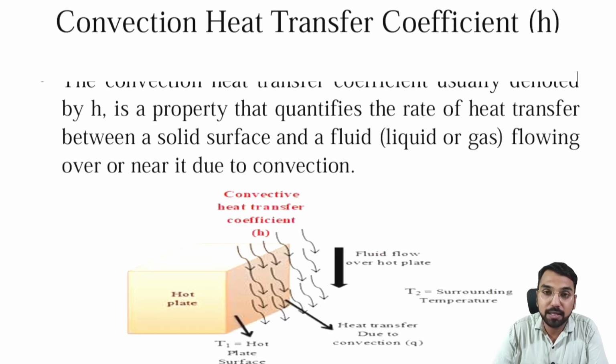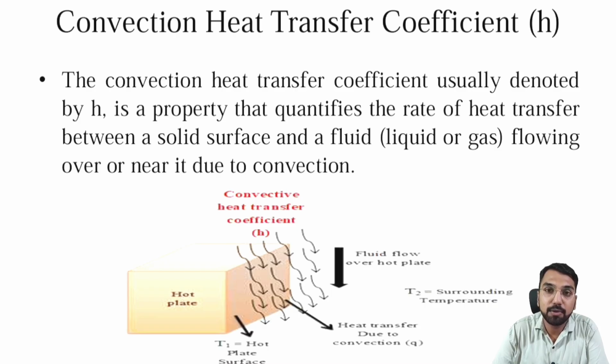Before starting this lecture, we have seen the three modes of heat transfer: conduction, convection and radiation. In convection, the most prominent factor is the convective heat transfer coefficient. How this coefficient changes with some criteria or parameters regarding convective heat transfer is what we are going to see in this lecture.